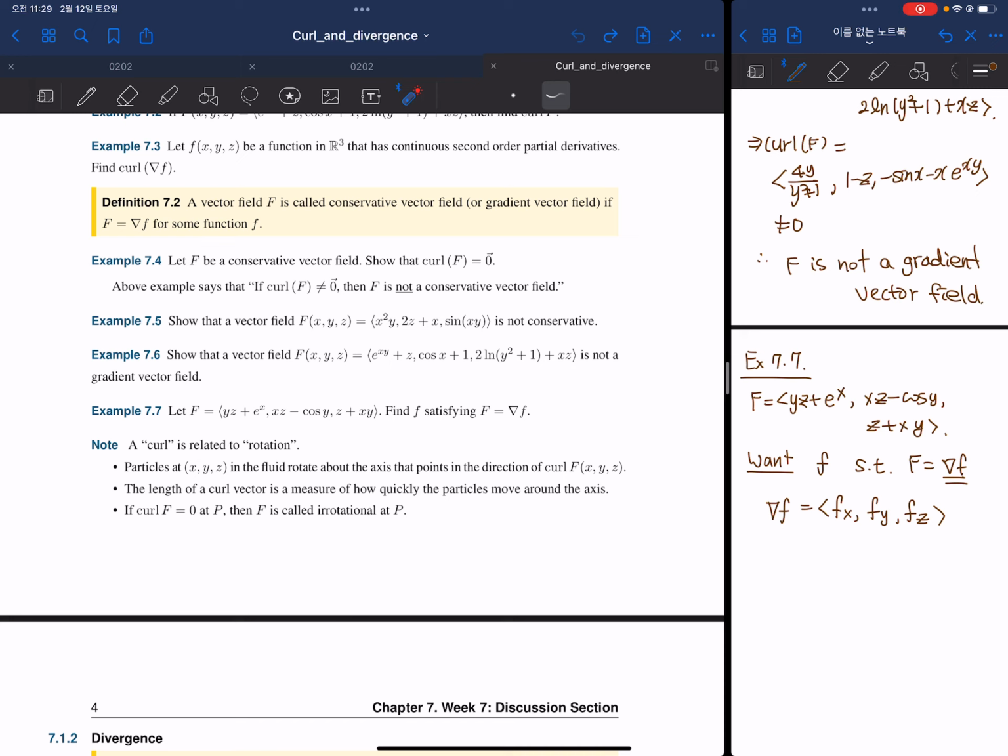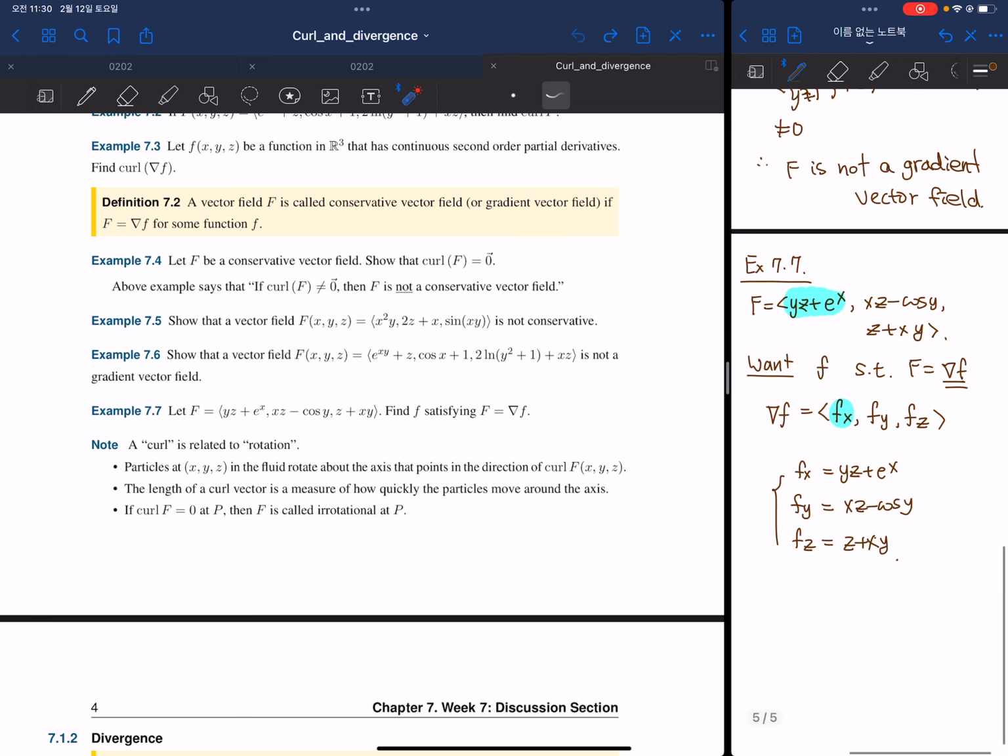And then since we want to show that F is equal to gradient f, we want to solve an equation that f_x is equal to yz plus e to the x, and then the second coordinate gives f_y equal to xz minus cosine y, and f_z is z plus xy.